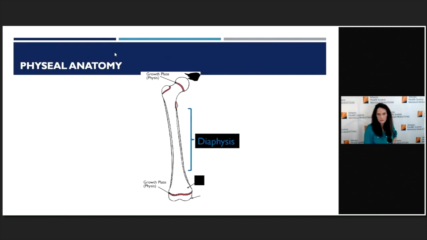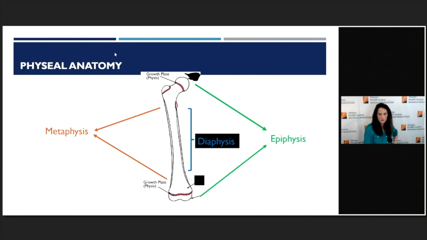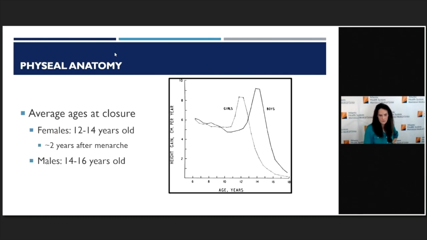So to review for everyone, the shaft of the bone is called the diaphysis. The ends of the bone are called the epiphysis. Kind of where the two meet is the metaphysis. And then you have the growth plates on either end. And then you have these other little things called apophyses. The average age that these close in girls is about 12 to 14, which is about 2 years preceding menarche. And for boys, it's a little bit later, 14 to 16.